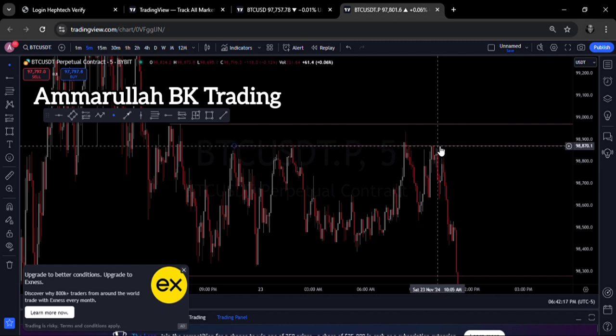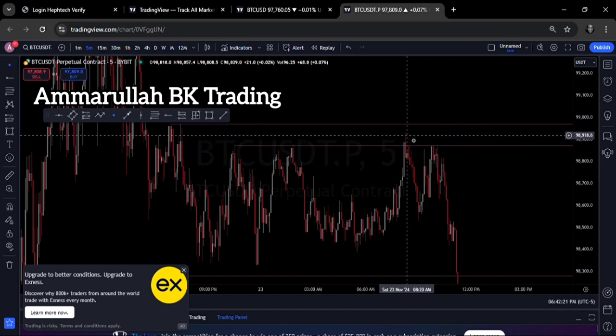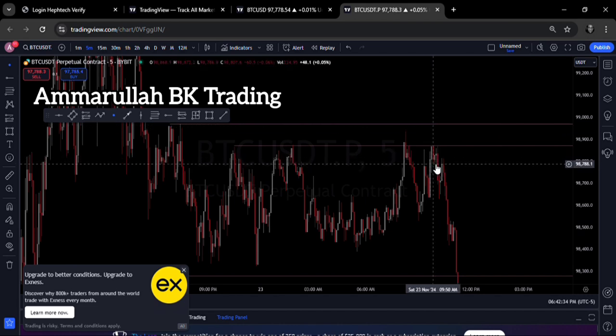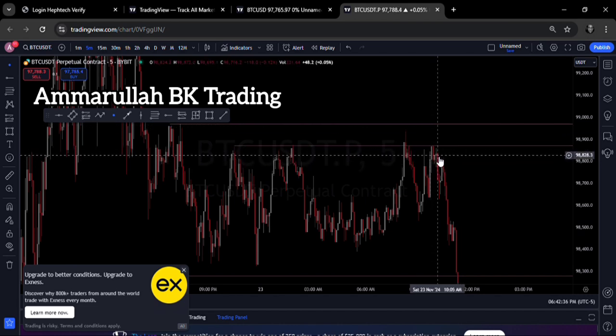As I see rejection, this high, this one right here, it failed to take out this one. I know it is very weak. It's showing some weakness that it will hardly reach this high that I'm pointing. So as I see it keep on gyrating, creating some liquidities, I take my trade right there, right here. I took my trade right there.